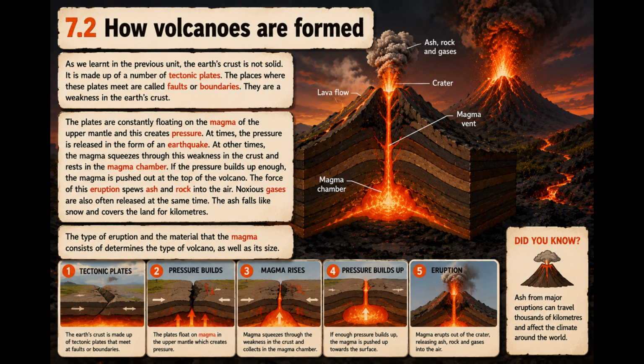At other times, the magma squeezes through this weakness in the crust and rests in the magma chamber. If the pressure builds up enough, the magma is pushed out at the top of the volcano. The force of this eruption spews ash and rock into the air. Noxious gases are also often released at the same time. The ash falls like snow and covers the land for kilometers. The type of eruption and the material that the magma consists of determines the type of volcano, as well as its size.